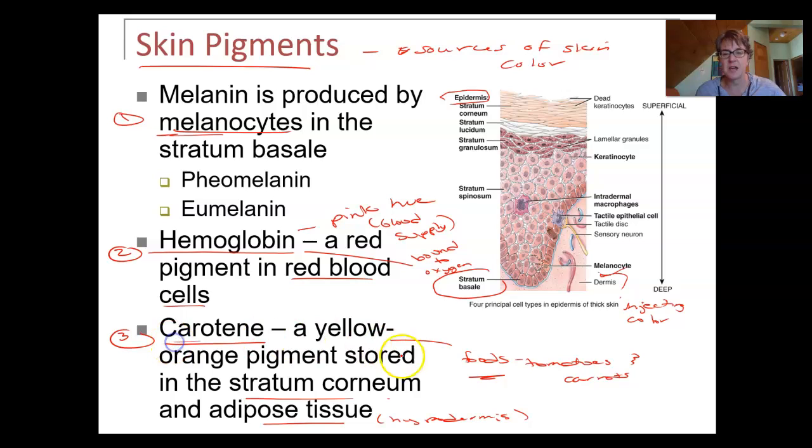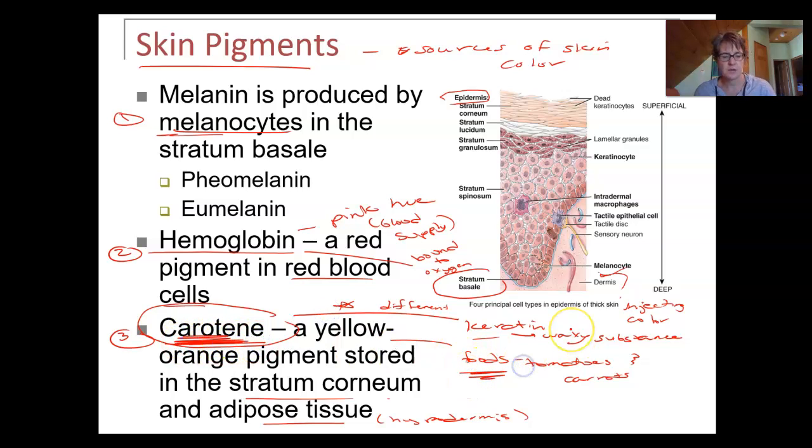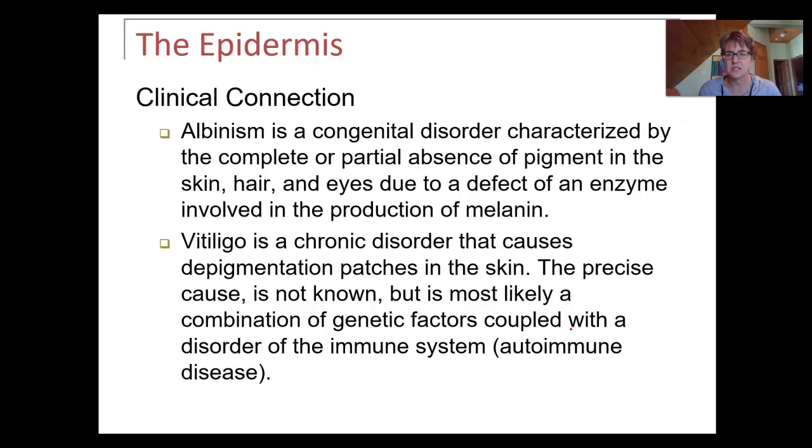So carotene is coming from foods. Now, here's what I want to point out about this word. We already had a word, and it was keratin. Keratin is the waxy substance made by the epidermal cells. Do not confuse that. This is different. I'm trying to point it out. Carotene is coming from foods. Okay, those are your three main sources.